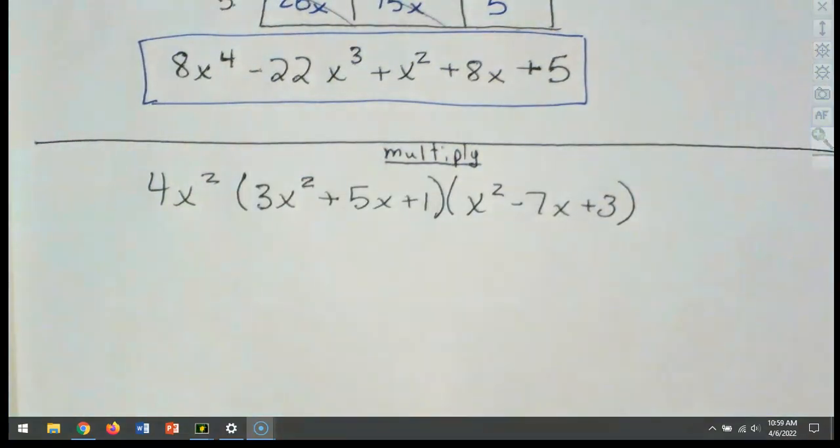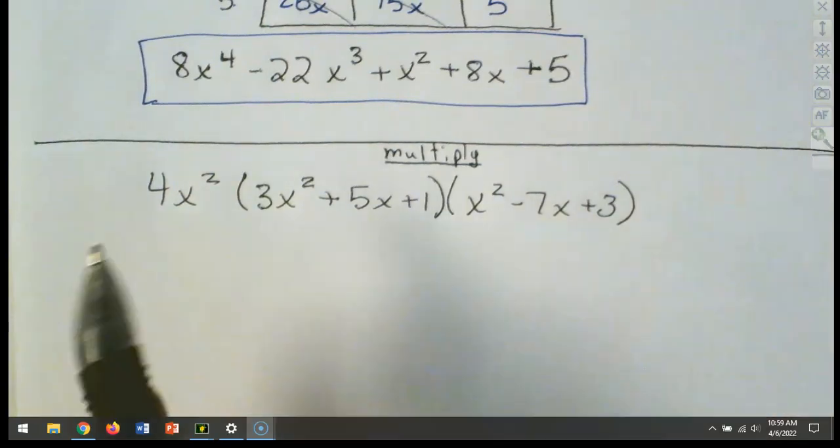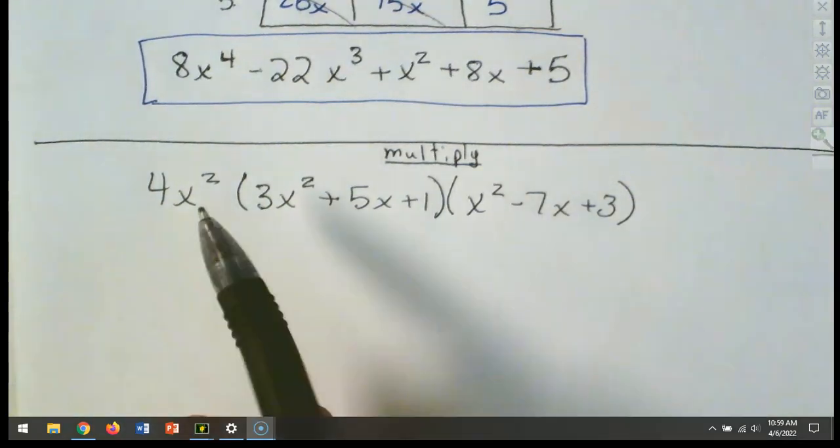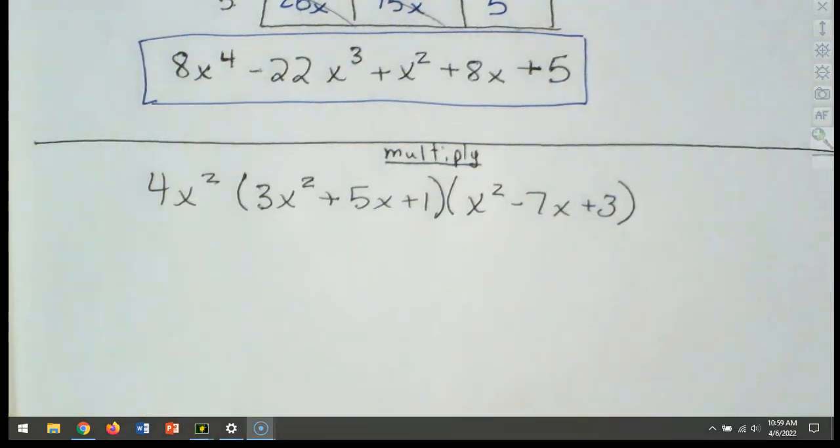Just like we FOILed first, we're going to do the box method first. That 4x squared, it stays there until the very, very end. And the very, very last thing that we do is distribute. So we do the box of the FOIL method first, whichever one you got. And then if you got something out in front, like this 4x squared, at the very end it gets pushed through, but not until the end. So the very last thing is distributing.